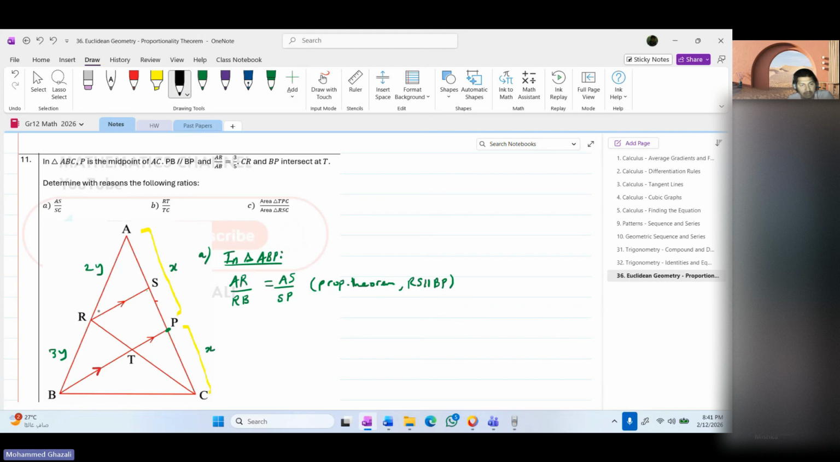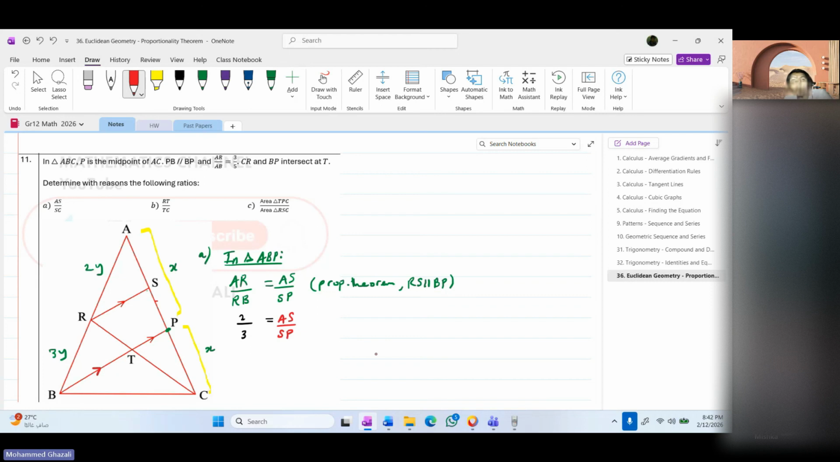What is AR/RB? AR is 2. What's RB? 3. You're going to write 2y over 3y. So the y's will cancel out. AR to RB is 2 over 3. So that's basically AS to SP. Right, so we got AS to SP, 2 over 3. But now AS to SP is 2 over 3.